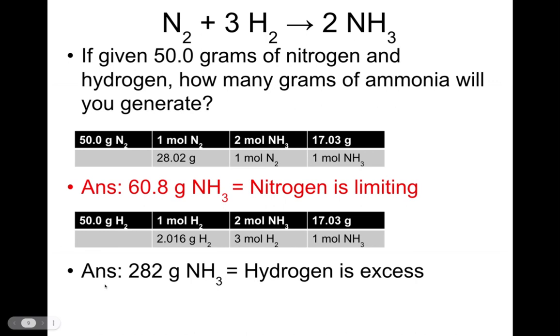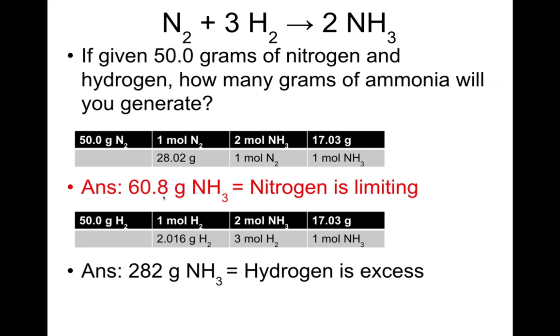All right. So here is all the work from this. So I have 50.0 grams of nitrogen. 1 mole of nitrogen is 28.02 grams. And then from the balanced equation, 2 moles of NH3 is going to go to 1 mole of N2. We'll take 50.0 divided by 28.02 times 2 times 17.03. That'll get us 60.8 grams of ammonia. Then for this one here, we'll take 50 grams divided by 2.016 times 2 divided by 3 times 17.03. That'll get us 282 grams of ammonia.